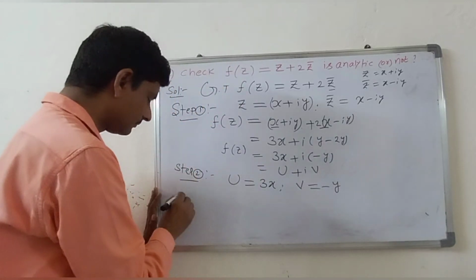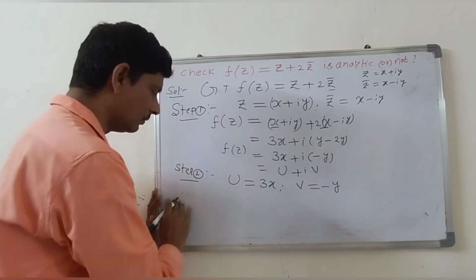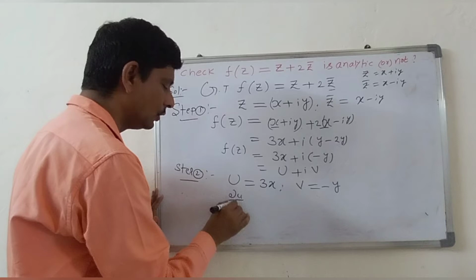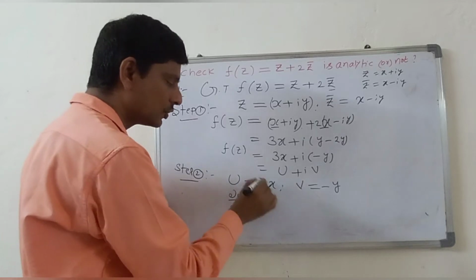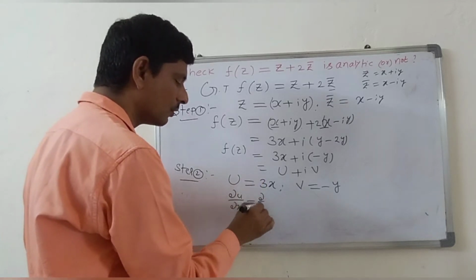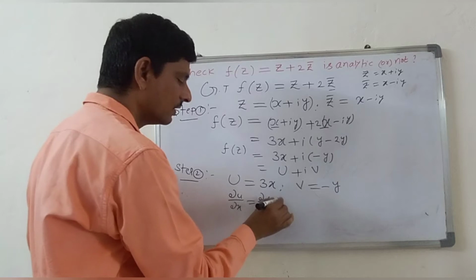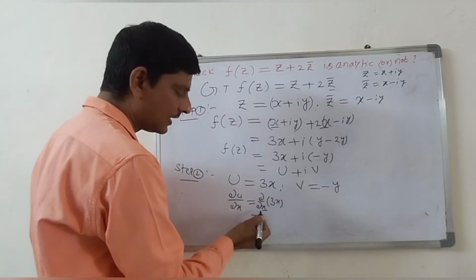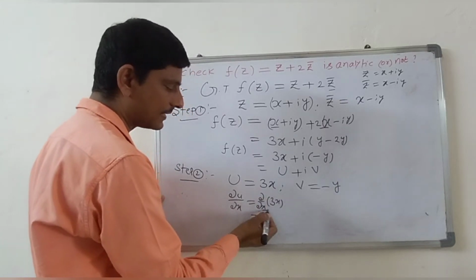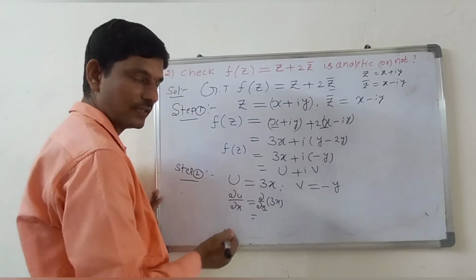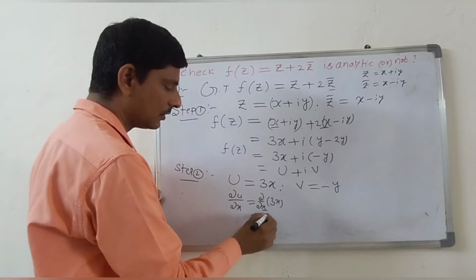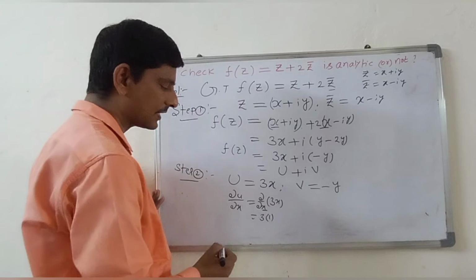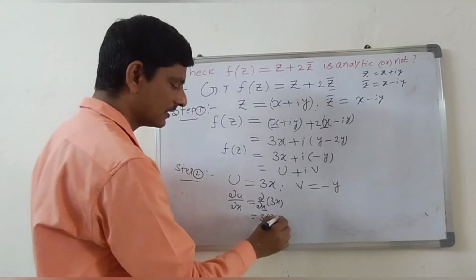Now we are finding dou u by dou x, that is dou by dou x of 3x. Here we are differentiating 3x with respect to x. Here it is x and here it is also x, so they match. 3 is a constant, so 3 into dou by dou x of x, which is 1. That is equal to 3.